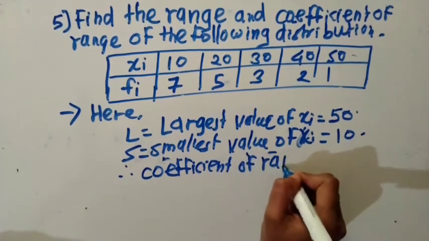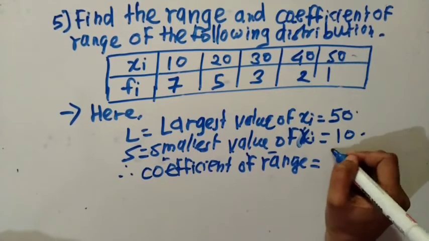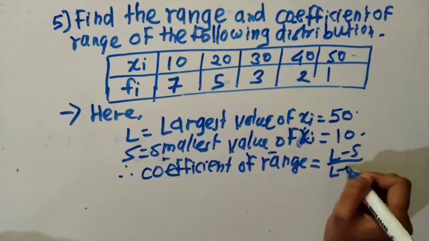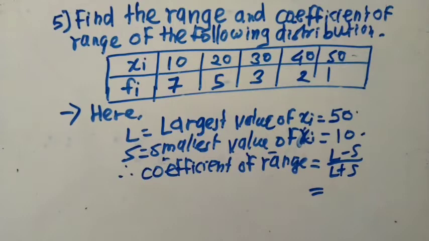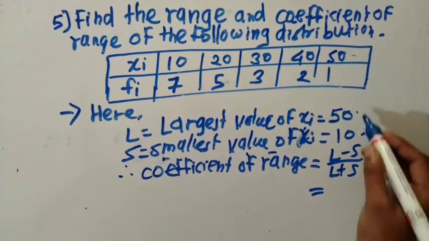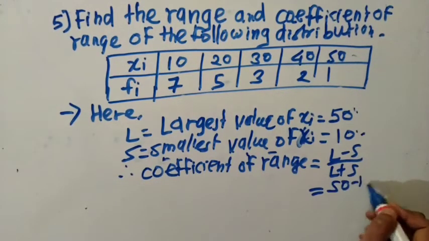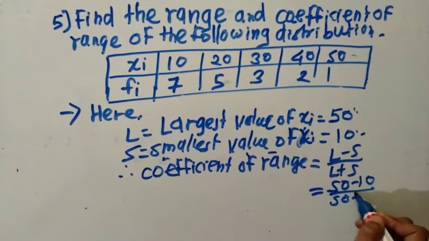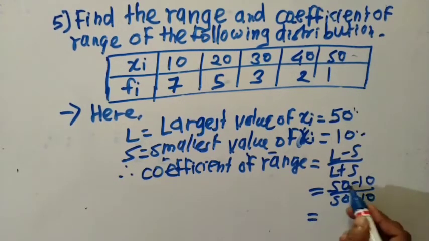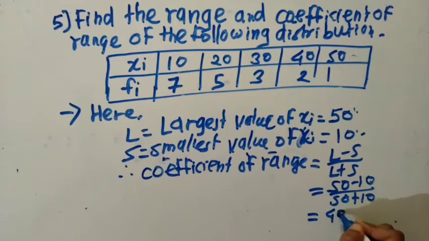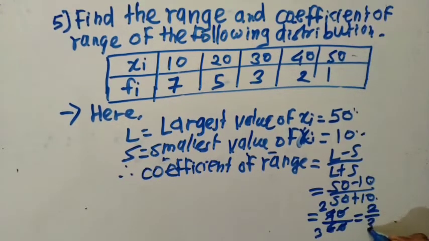Hence coefficient of range is equal to L minus S upon L plus S, is equal to 15 minus 10 upon 15 plus 10. 15 minus 10 is equal to 5 and 15 plus 10 is equal to 25. So, 5 by 25 is 1 upon 5, and this is the answer.